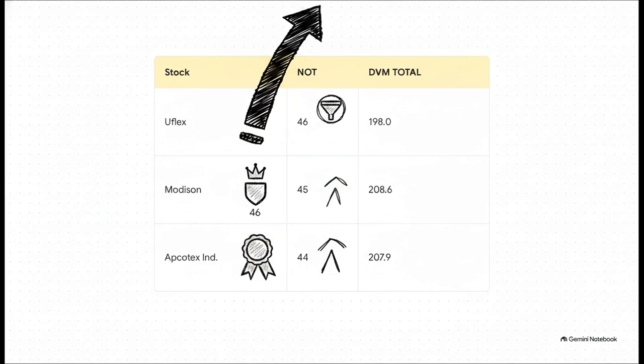Up top, we have Uflex boasting a NOT score of 46, followed closely by Modison at 45, and Apcatex Industries holding down the number 3 spot at 44. By strictly filtering for the highest NOT rank, the dashboard instantaneously feeds us these 3 prime targets before we even have to scroll or click a single button. It's a massive time saver.